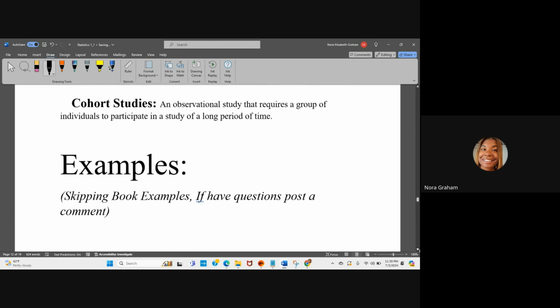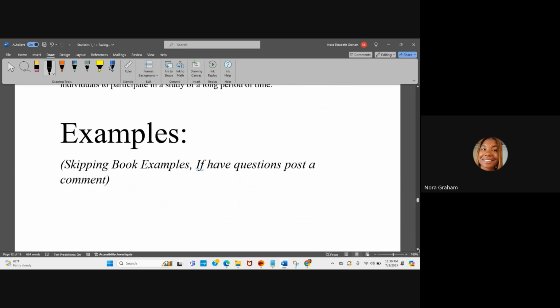I gave some examples while I was doing the definitions, so I'm not going to go over the book definitions again. If you have questions on the book definitions, drop a comment. I have no problem explaining them or writing you back.